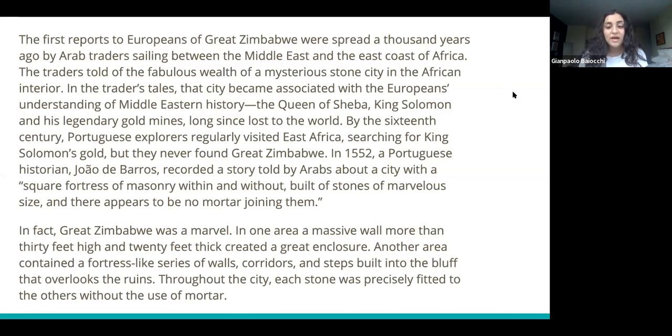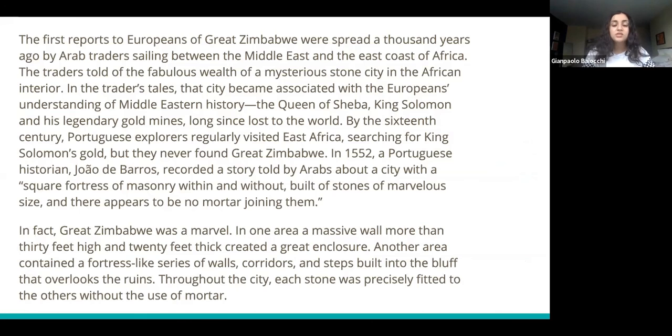In one area, a massive wall more than 30 feet high and 20 feet thick created a great enclosure. Another area contained a fortress-like series of walls, corridors, and steps built into the bluff that overlooks the ruins. Throughout the city, each stone was precisely fit to the others without the use of mortar.